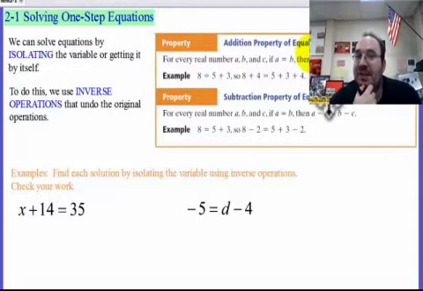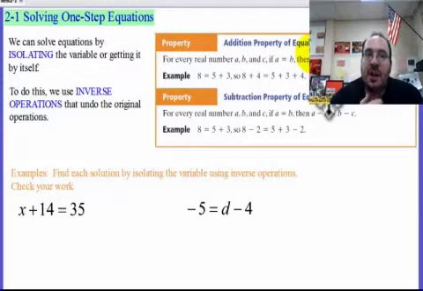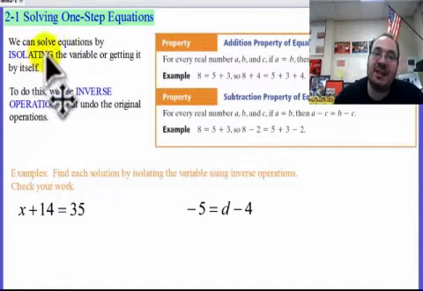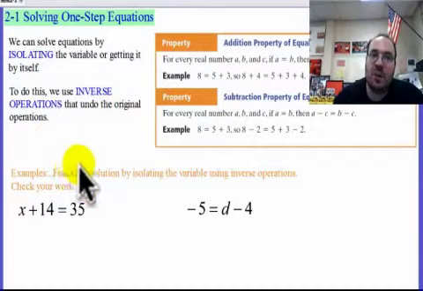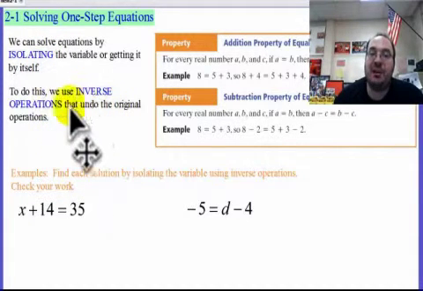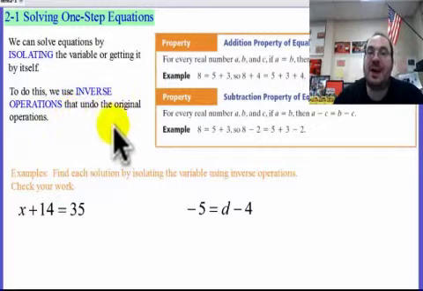So I can add and subtract the same number from both sides of an equation. By doing that, we can isolate the variable, get it by itself. And we do it using inverse operations. So whatever I see, I do the opposite to both sides.